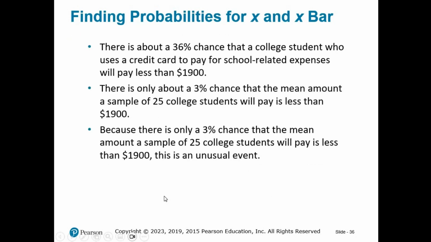So what does this mean? Well, here are some possible interpretations. There is about a 36% chance that a college student who uses a credit card to pay for school-related expenses will pay less than $1,900. There's only a 3% chance that the mean amount a sample of 25 college students will pay is less than $1,900. And because there is only a 3% chance, this is an unusual event. Remember, anything less than 5% is unusual.